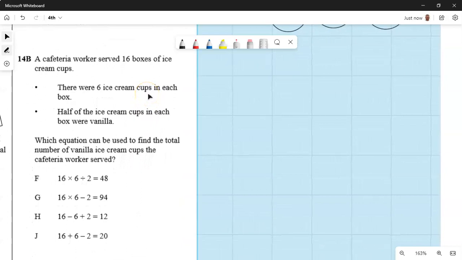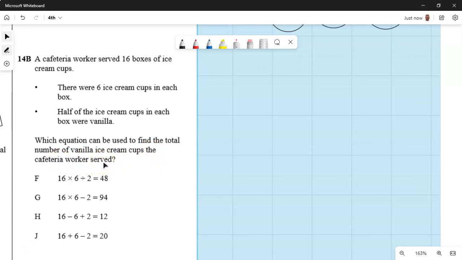Okay, on 14B, follow along as I read. A cafeteria worker served 16 boxes of ice cream cups. There were 6 ice cream cups in each box. Half the ice cream cups in each box were vanilla. Which equation can be used to find the total number of vanilla ice cream cups the cafeteria worker served?